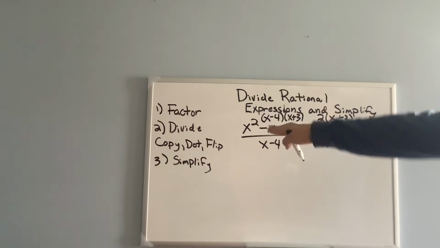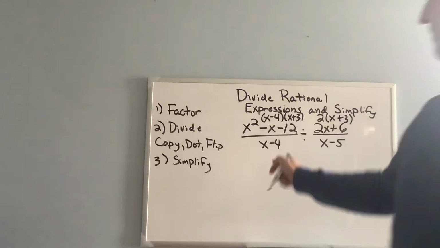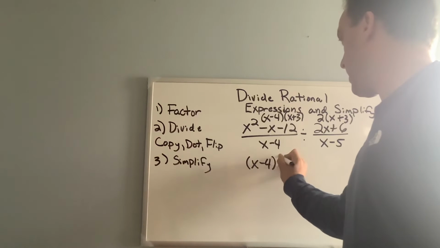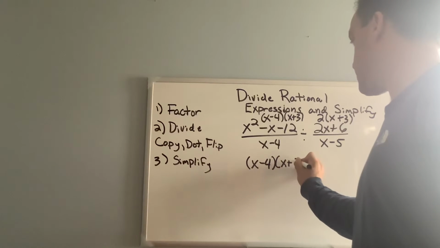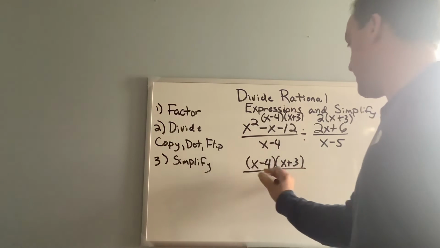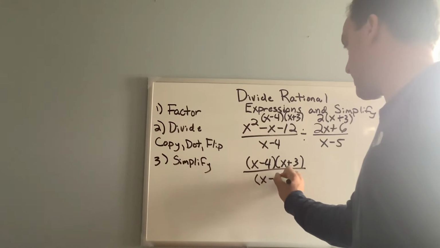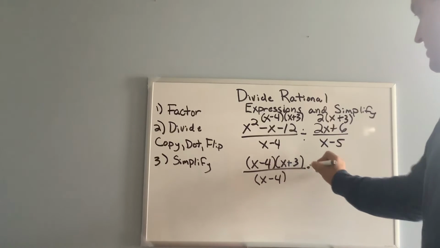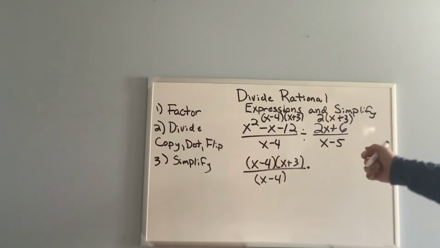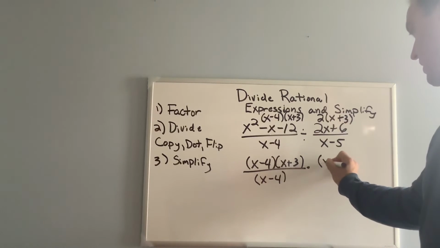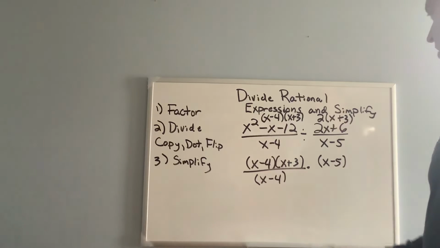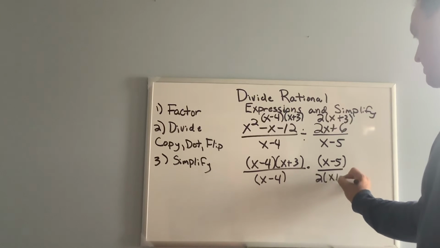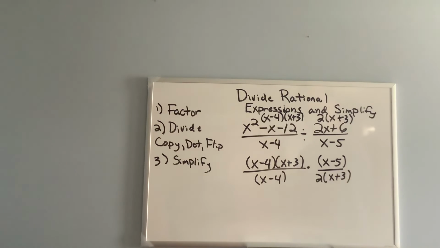So again, we do the copy-flip. So the first expression is x minus 4 times x plus 3, and then divide by x minus 4. And then instead of divide, I'm going to put a dot there. And then I flip. So in the numerator, it would be x minus 5. And then in the denominator, it would be 2 times x plus 3.